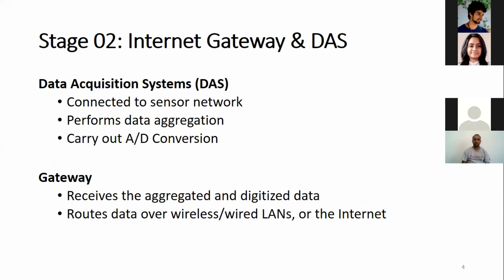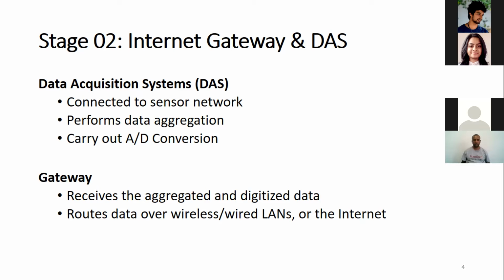So stage 2 is internet gateways, or DAS, the data acquisition systems. The data we collect from sensors are in analog format, and the data acquisition systems, which are connected to these sensor networks, convert the analog data into digital signals. It also performs data aggregation. Data aggregation is a technique to combine data packets.